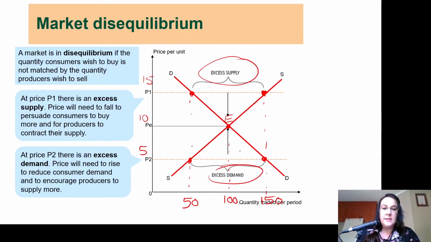So I have my excess demand and the price has to increase to reach the new equilibrium or the old equilibrium. Otherwise, there's no market. There is no deal.